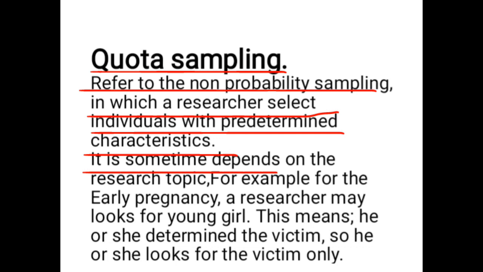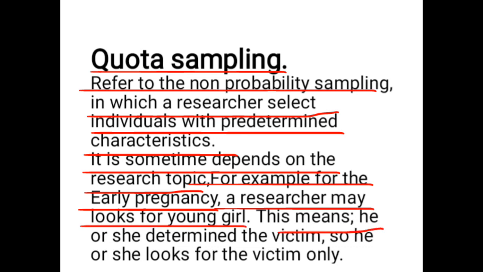It sometimes depends on the research topic. So a research topic can enable a researcher to predetermine what individual can provide a good response based on the research topic. For example, if a research topic is early pregnancy, a researcher may look for young girls. This means that he or she determined the victim, so he or she looks for the victim only.